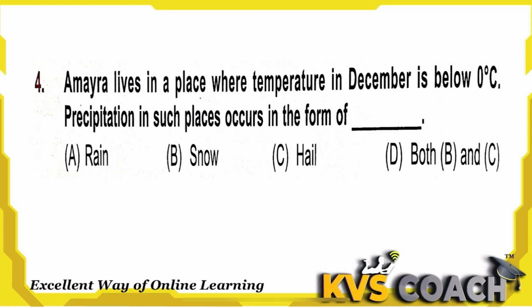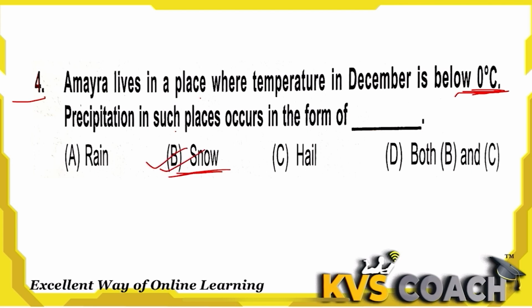Question 4 is, Amara lives in a place where temperature in December is below 0 degrees Celsius. Precipitation in such places occur in the form of what? Look, if the temperature is 0 degrees Celsius or in minus, then water cannot remain constant in the liquid state. So it change into snow.